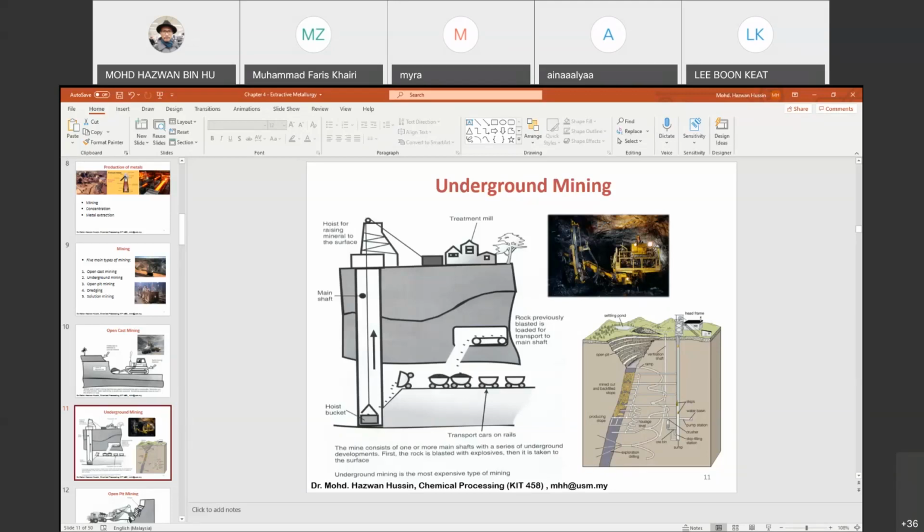Underground mining is the most expensive type of mining. Normally people do this kind of mining if precious metal or precious mineral is observed, like gold, or minerals like ruby, sapphire, and other precious minerals, then it's worth doing underground mining. Otherwise, if it is just coal, charcoal or whatever, then I think it's not worth it.